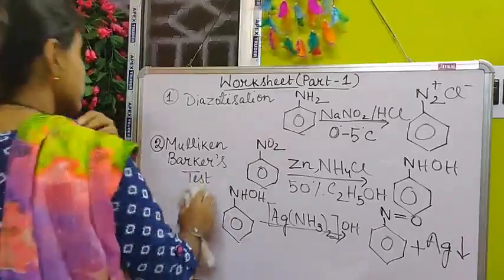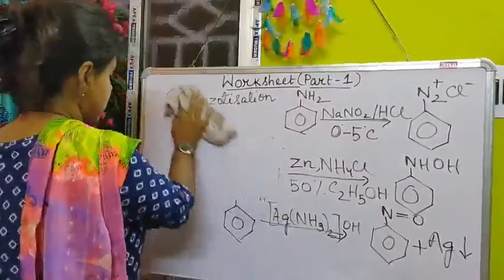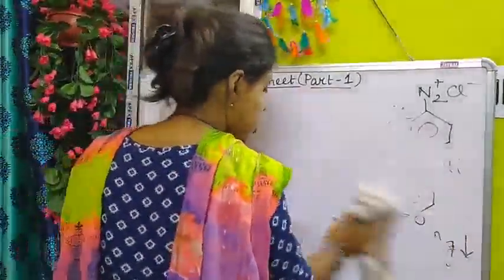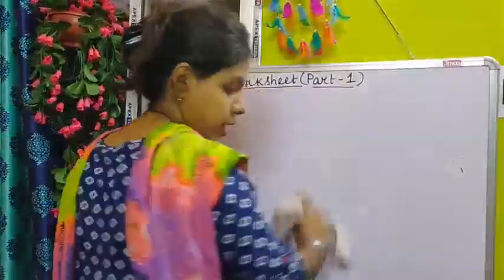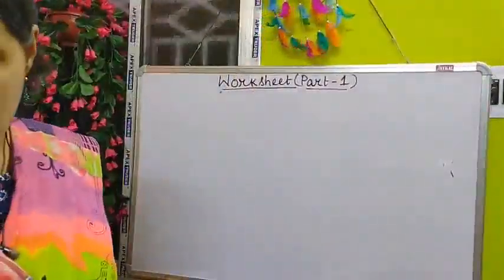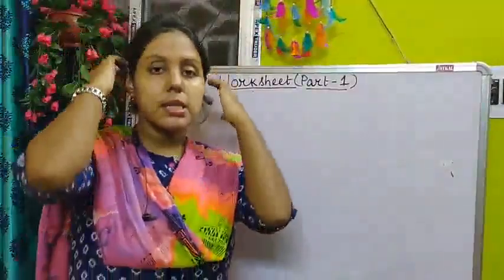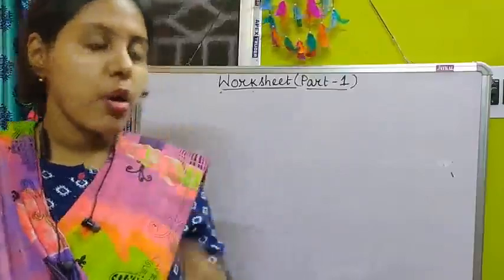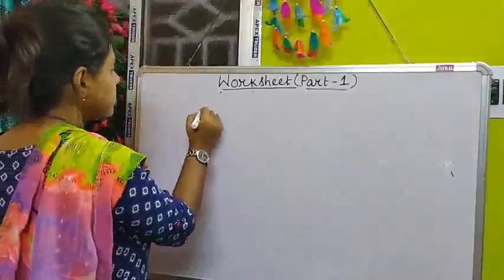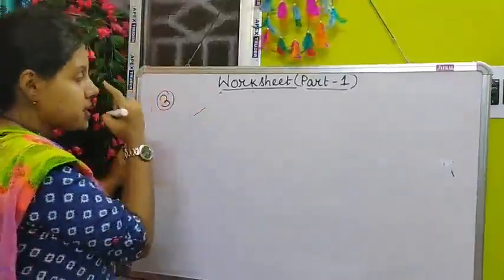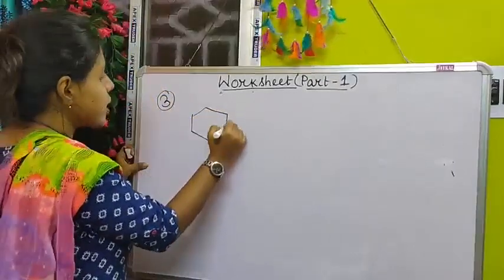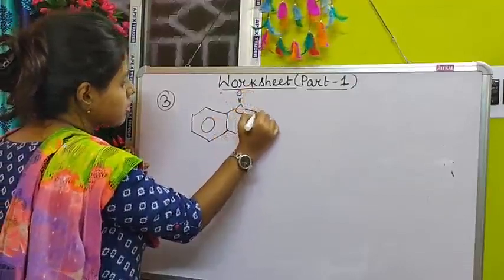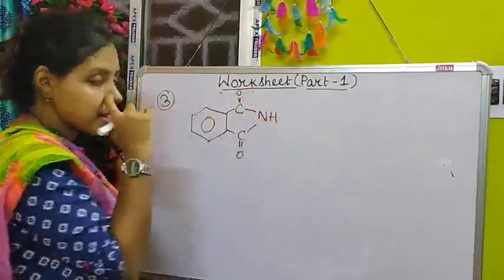All these types of reactions I have discussed during the classes. Next is the Gabriel phthalimide synthesis, which has also been discussed. It is question number 3. Here we have to start from this phthalimide compound. This is known as phthalimide.